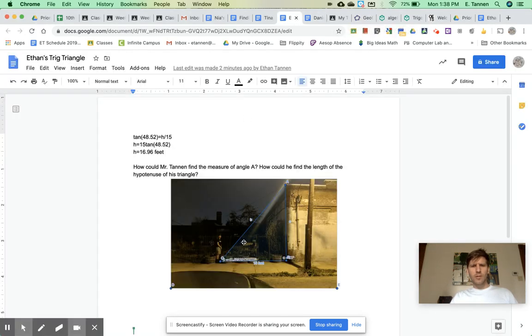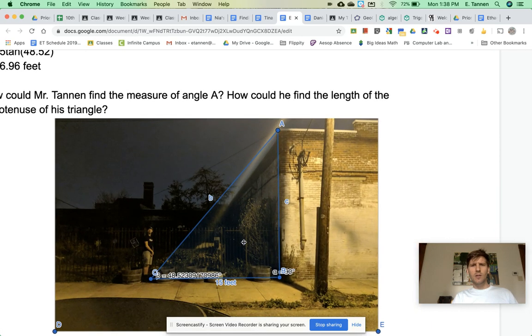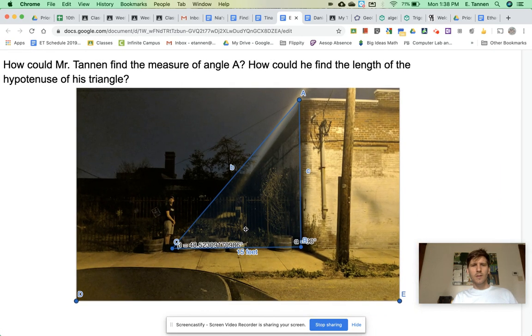So I took this photo, and it's actually an old photo, but you see there's Mr. Tannen on the screen. And what I did is I stood and I measured just by using my feet. I just counted because I know my foot is about 1 foot measurement. And I calculated just by sort of walking this distance that I was 15 feet away from this building. And then I had a friend take a photo of me.